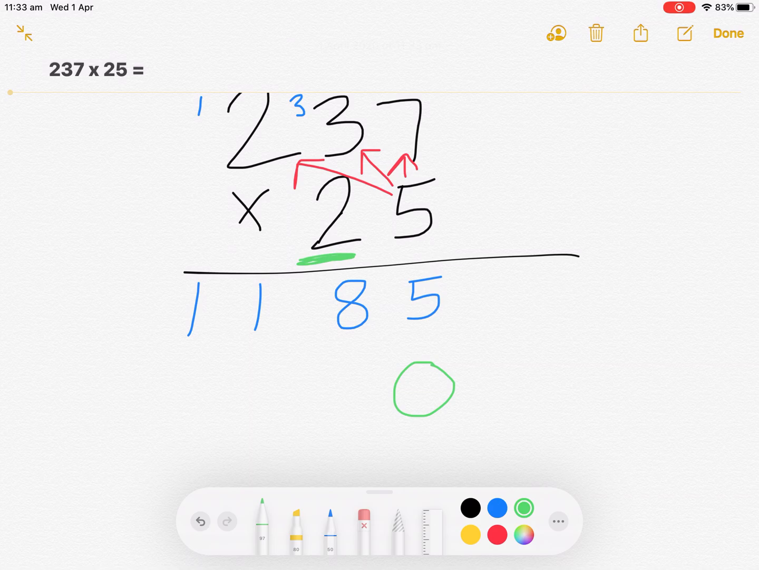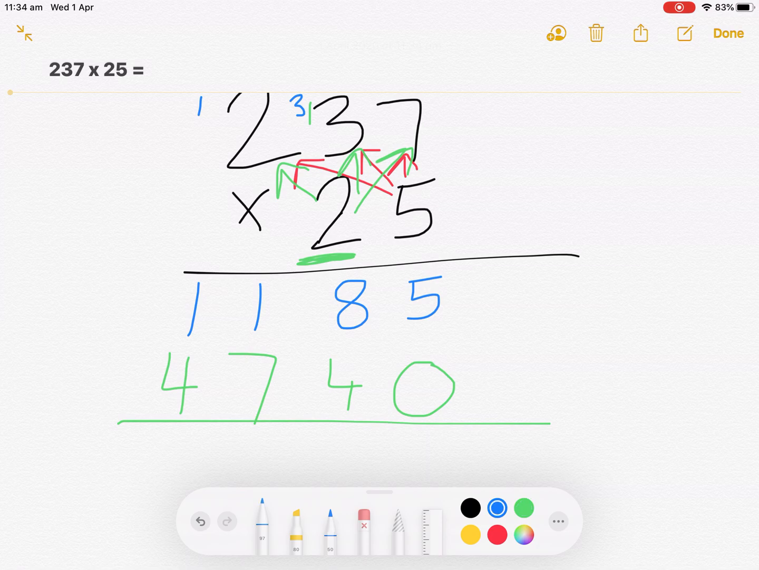So now we can go 2 times 7, which gives us 14. And we'll put the 4 down, carry the 1 up here into our tens. Now we will do 2 times 3, which is 6, plus the 1 we'd already carried over. So now we've got 7 tens there. And now 2 times 2, which is 4. So that gives us 4,740.